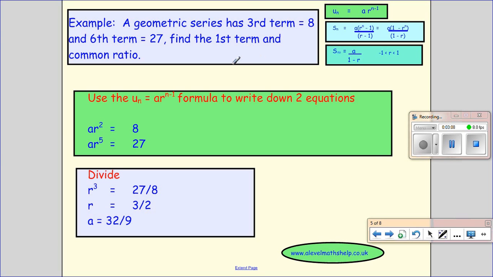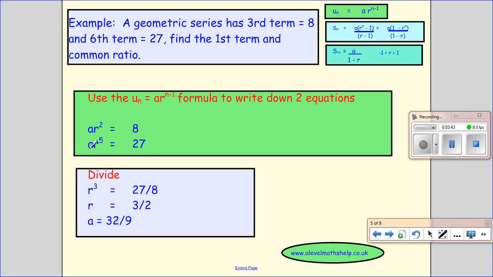Okay, so a geometric series has third term equal to 8 and 6th term equal to 27. Find the first term and the common ratio. You do this by creating simultaneous equations. You're given the value of the third term and the 6th term, so you use this formula to write 2 equations. Here they are, and now you can either just divide the 2 equations, which is what we've done here, or you can use substitution if you rearrange this to get A equals 8 over R squared and substitute that into there, and you'll get the same answer as you got here.